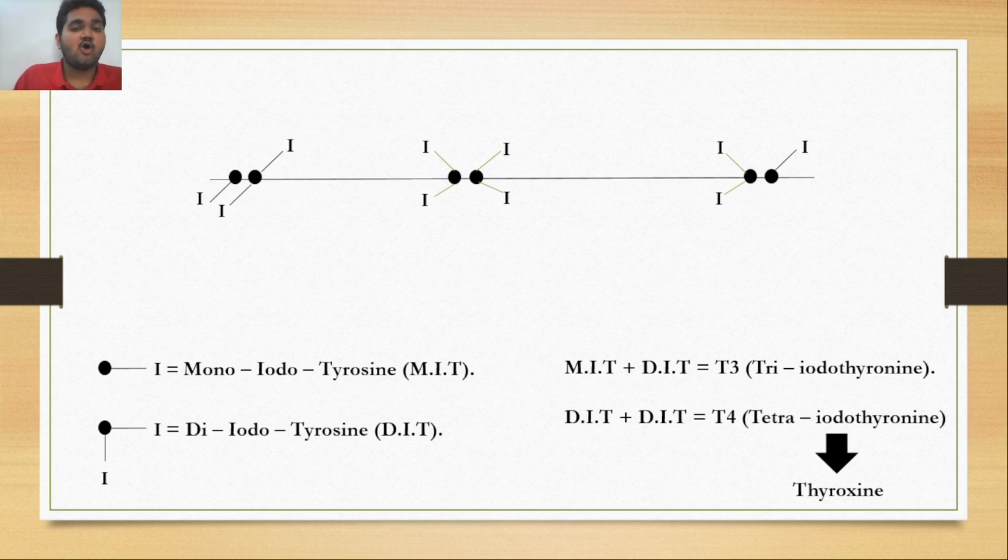So as you can see on your screen, on the left hand side we have the attachment of one iodine molecule with our tyrosine residue, and that will result in the formation of MIT. And next to it we can see that two iodine molecules have attached to our tyrosine residues, and that will result in the formation of DIT, and that is diiodotyrosine. Now what name did we give to this phase? This particular phase was known as the phase of organification.